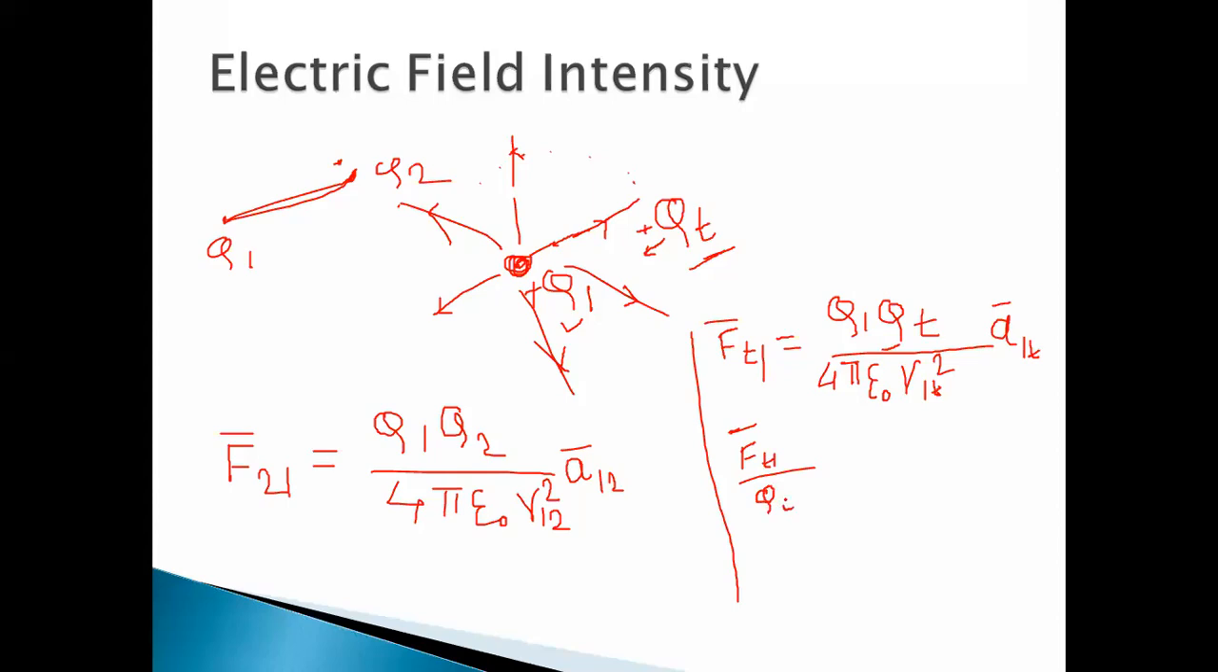This QT is equal to Q1, the remaining quantities, Q1 divided by 4 pi epsilon 0 R1T square into unit vector A bar 1T.